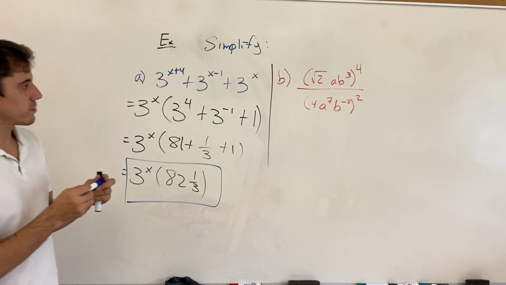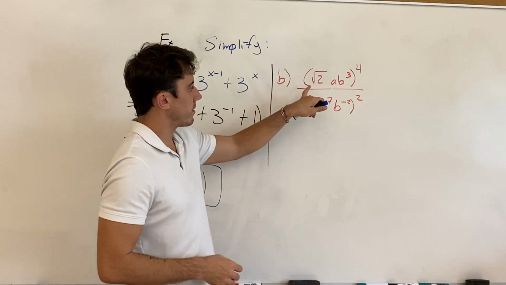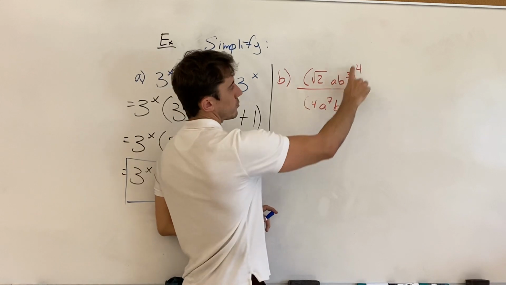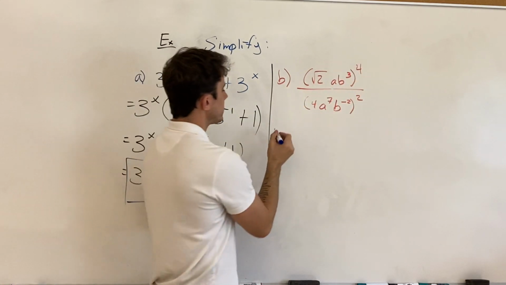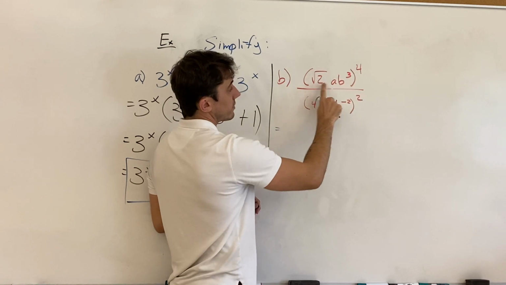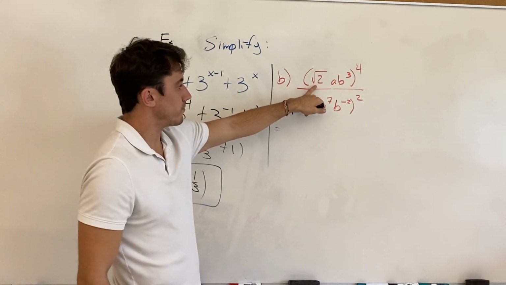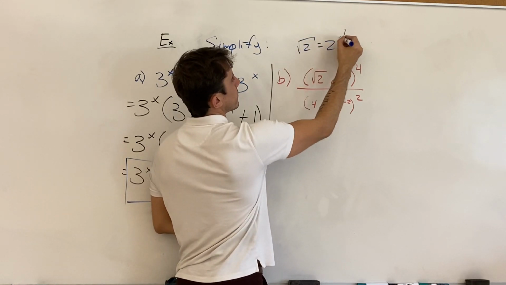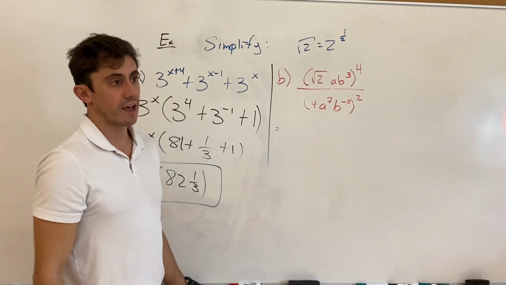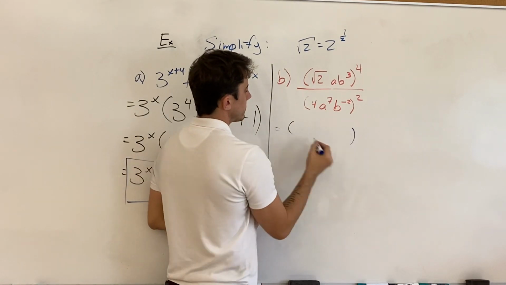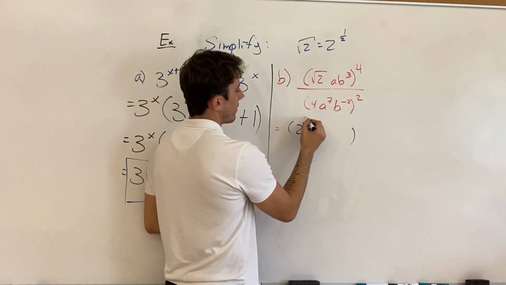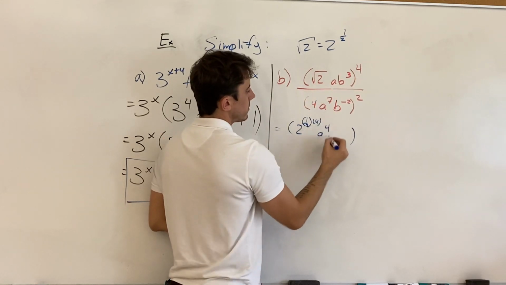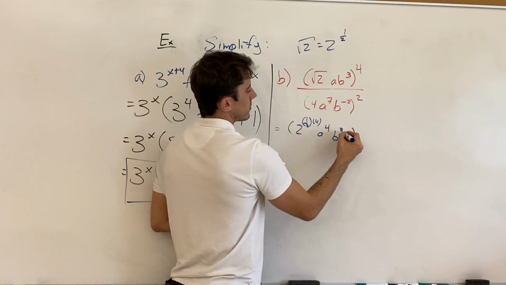Okay? For the second one, we're dealing with more exponent rules. So we have root 2 times a times b cubed, all of that to the power of 4, and when we have an exponent to a higher exponent, we multiply the exponents. The power hits everything inside the bracket, and so we're going to have root 2 to the power of 4. I'll remind you that the square root of 2 can be written as 2 to the power of 1/2, right? So what we're really going to have is 2 to the power of 1/2 times 4 times a to the power of 4 times b to the power of 3 times 4.